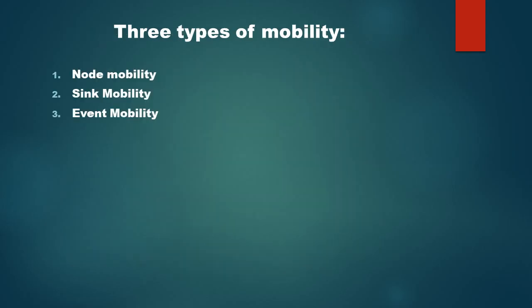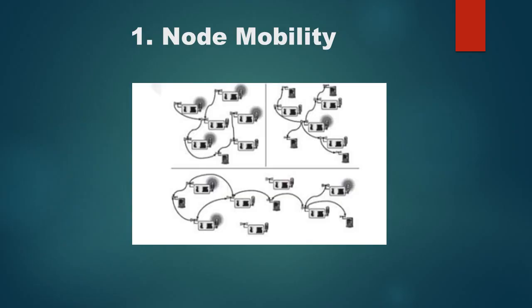There are three types of mobility. The first is node mobility, then sink mobility and event mobility. Node mobility. Here there are three sections. In the first section, the sink node is a stable node and it is connected to multiple source nodes.